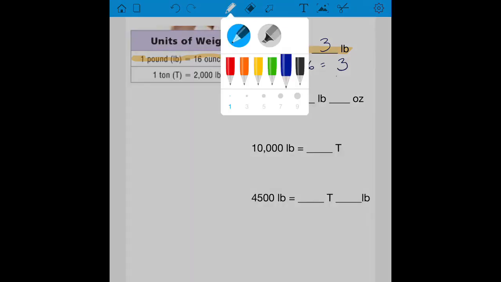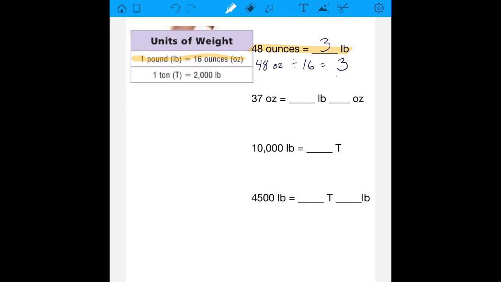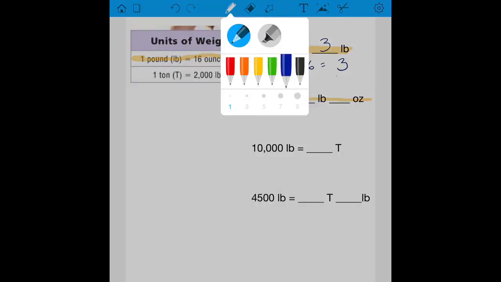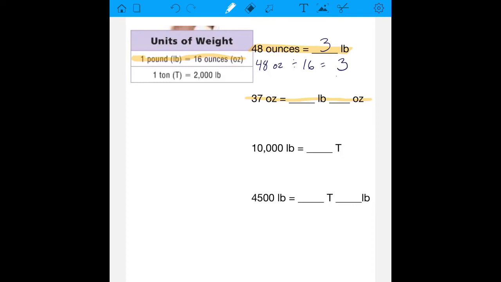Now, when I jump to my next problem, I've got a little extra going on in there, because I've got 37 ounces, but I know that that's going to equal some pounds and some ounces. So again, I'm going to follow those same steps. In this case, I'm going to start with 37, and I am going to divide it by 16. Now, I know that that equals 2, remainder 5. So the 2 is how many complete pounds, and the 5 equals how many ounces are left over. So 37 ounces actually equals 2 pounds and 5 ounces.